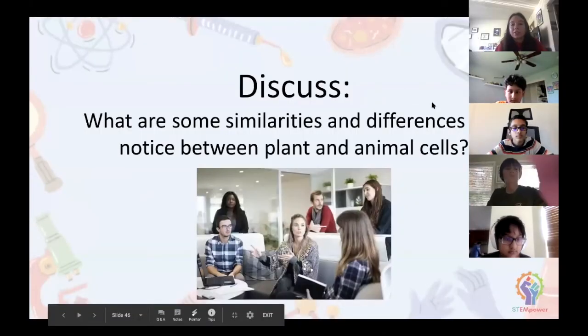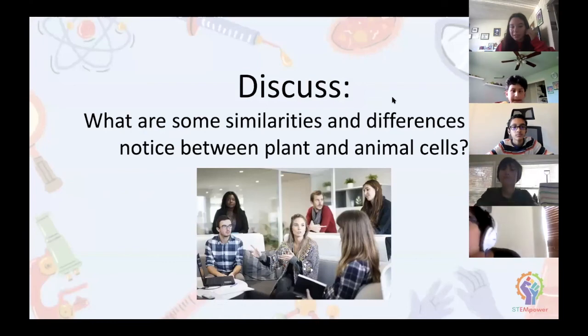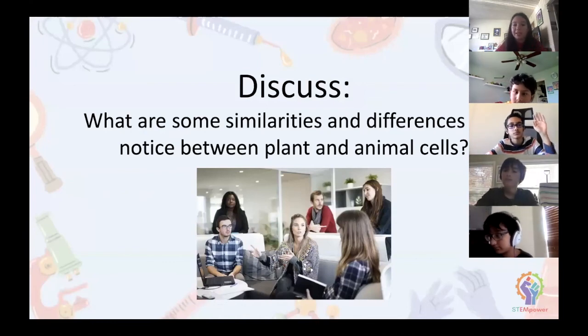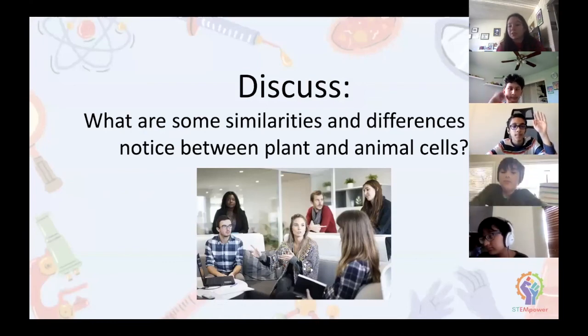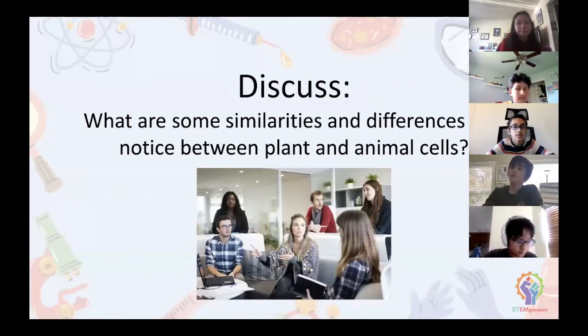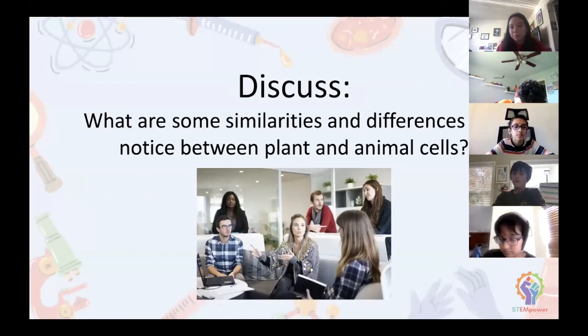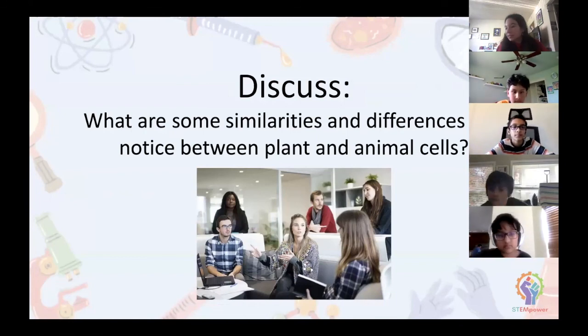So let's move on into our discussion questions. What are some similarities and differences that we notice between our plant and animal cells? Roshan, do you want to start us off? So I noticed that plant cells have large vacuoles, and I'm pretty sure some animal cells have smaller vacuoles, but plant cells have the large vacuoles that contain all the storage and everything. Yeah, that's a main one.